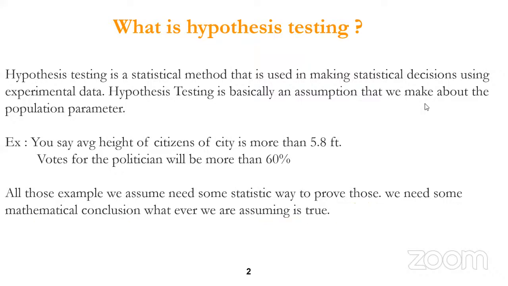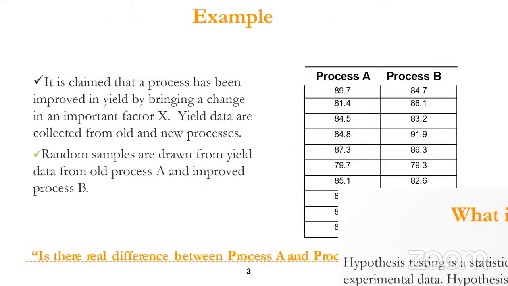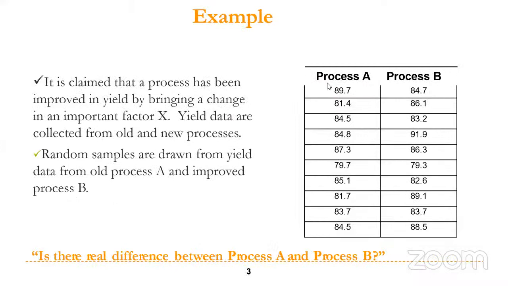So then hypothesis test came into picture. For example, if this is the data, we have a process A and we have process B. And some time or some factor have been mentioned over here, right? Process yield process data have been mentioned over here, right? Now, if I just provide you this table consisting of 10 records for the process A and process B.